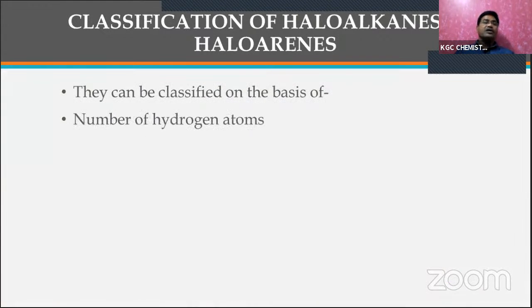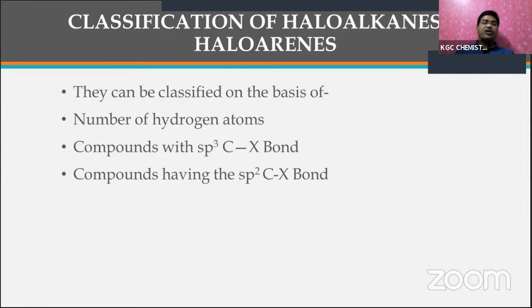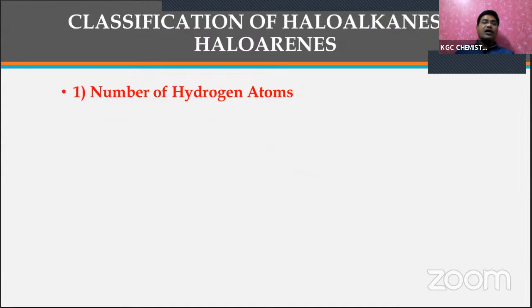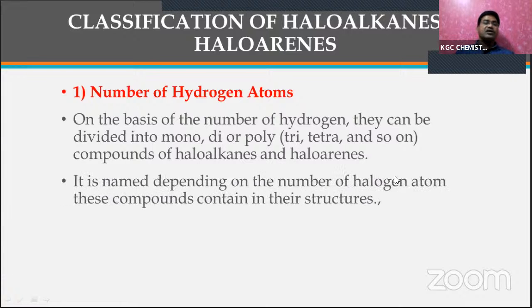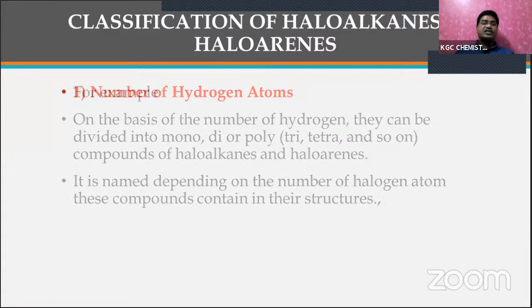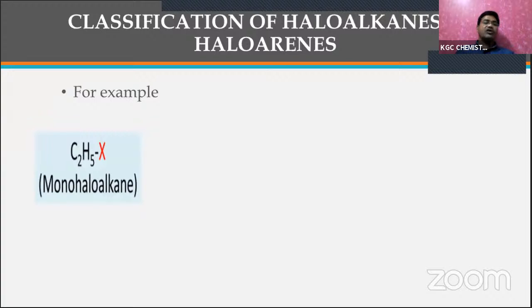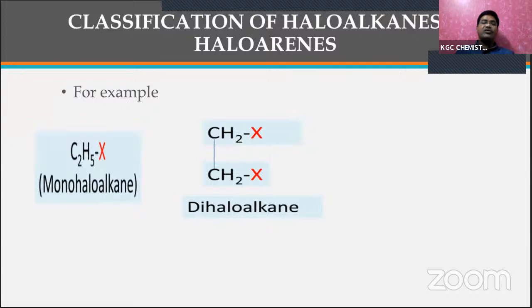Now let us say they can be classified on the basis of the number of halogen atoms. Compounds with an sp3 C-X bond and another with an sp2 C-X bond, and here the number of halogen atoms. On this basis, they can be divided into mono, di, poly, that is tri, tetra, and so on. Compounds having haloalkanes or haloarenes are named depending on the number of halogen atoms these compounds contain in their structure. Let us take some examples. This is called monohaloalkane because only one halogen. This is called dihaloalkane.